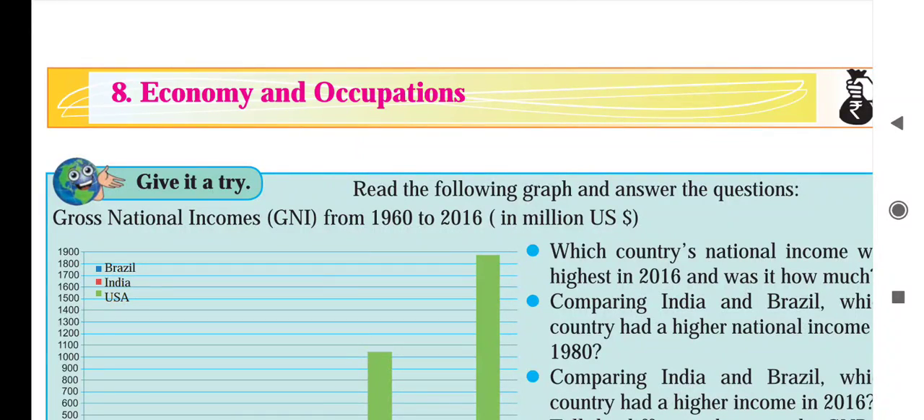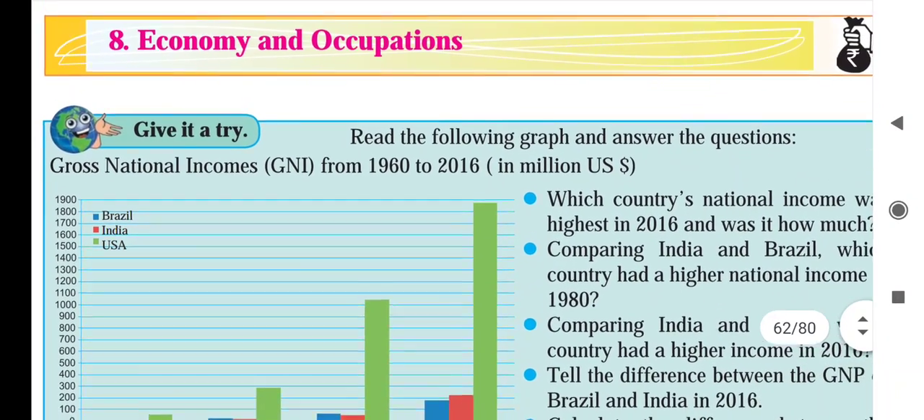Good morning, students. Today we are going to study the 8th chapter of geography, that is economy and occupations. In this chapter we are going to study the comparison between India and Brazil in the sense of national income, GDP, occupations, different occupations. So first we will see one graph as given.